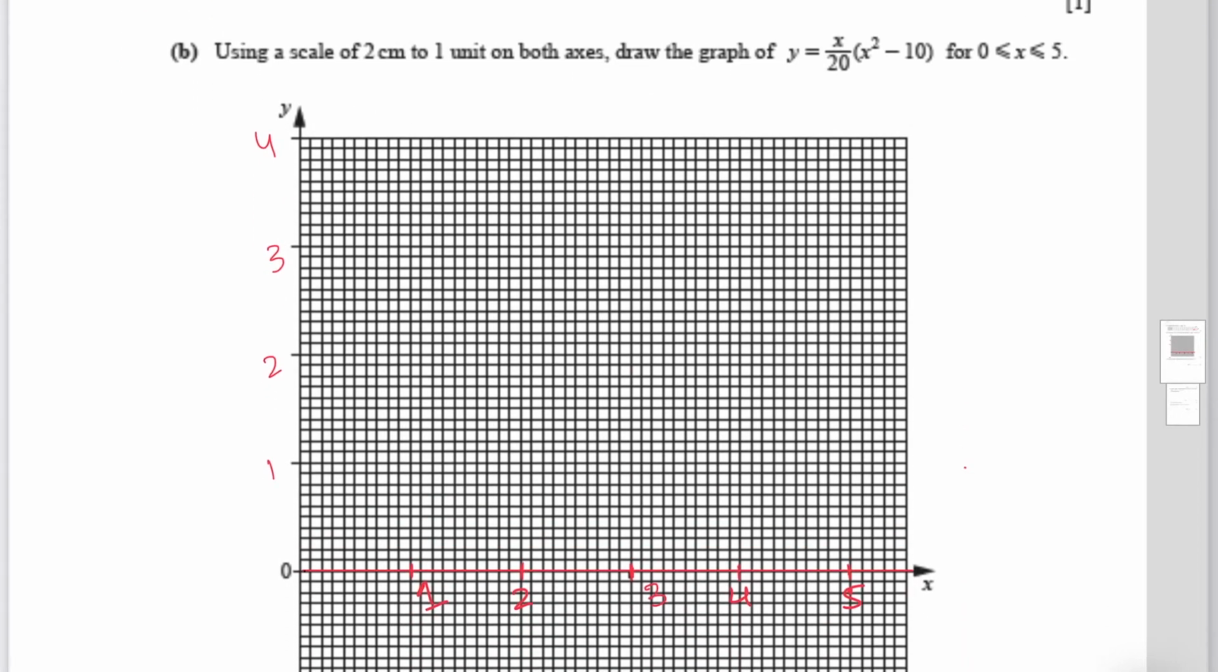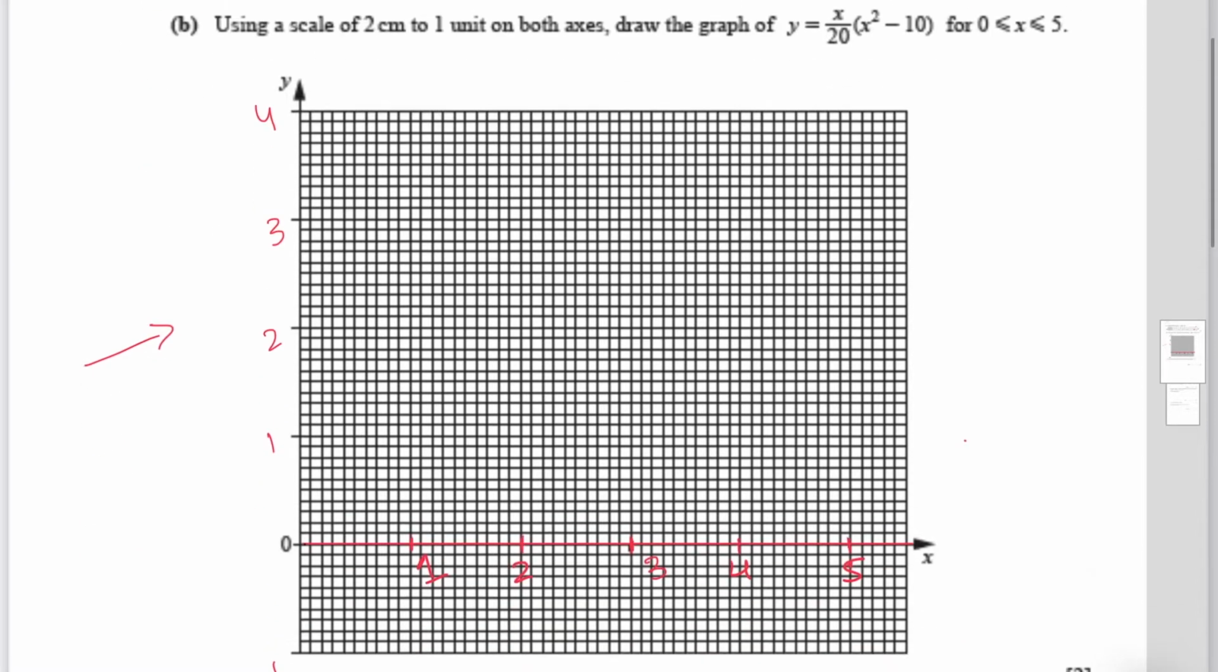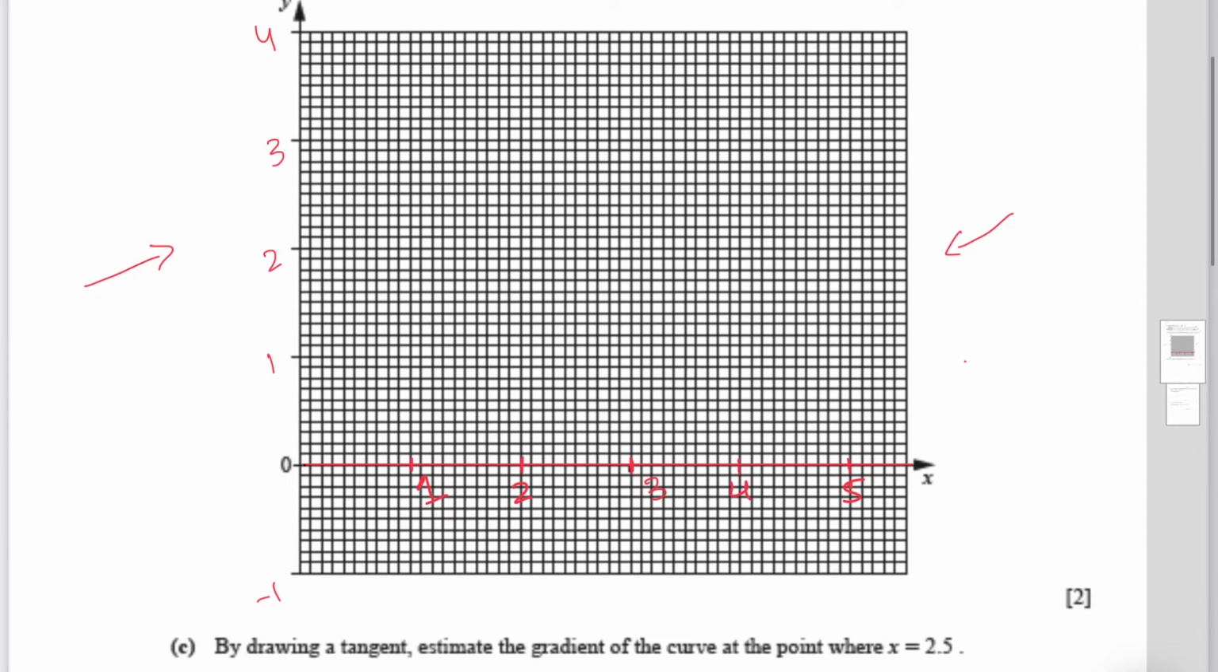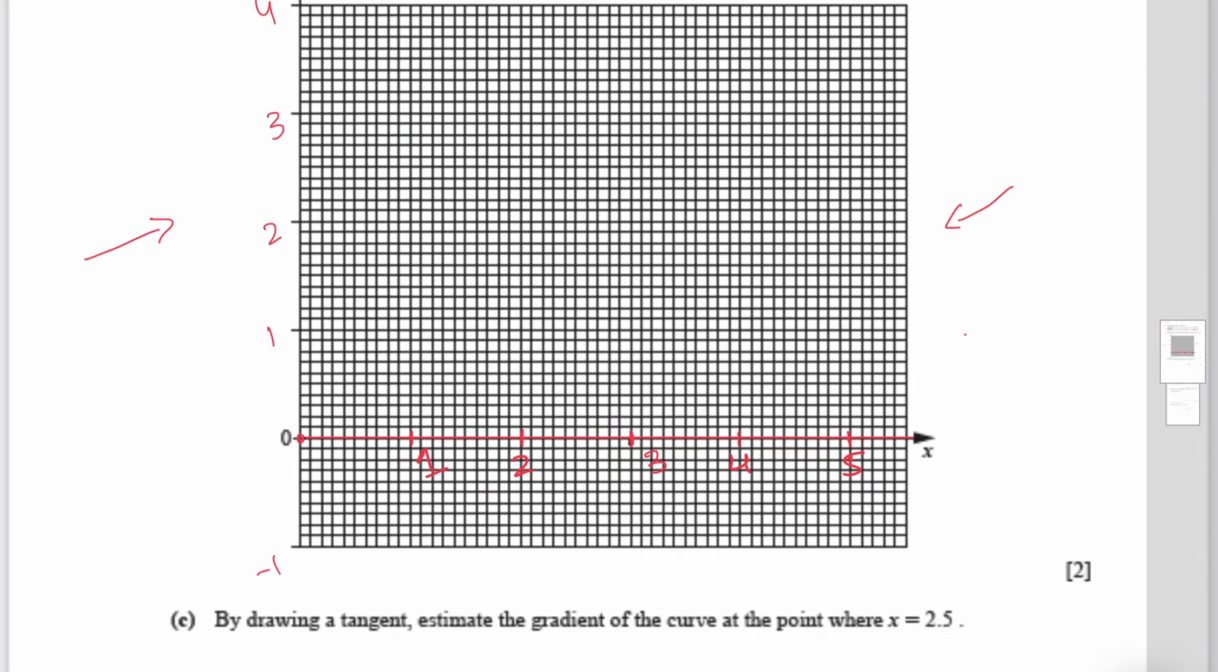The next part says using a scale of 2 centimeters to 1 unit on both axes. I've already put down the scale of 2 centimeters to 1 unit on this grid to save us time. It says draw the graph of y equal to x over 20 times x squared minus 10. That means we have to put these values of x and y into this grid to draw the graph. So when x is 0, y is 0. So we put a value over here.